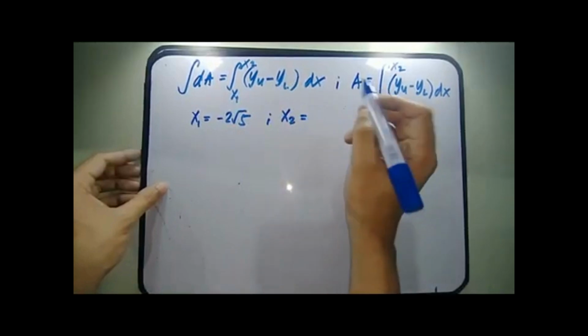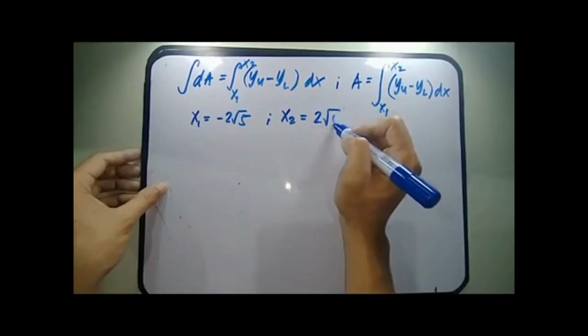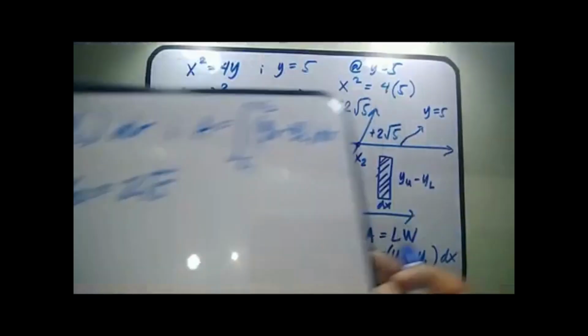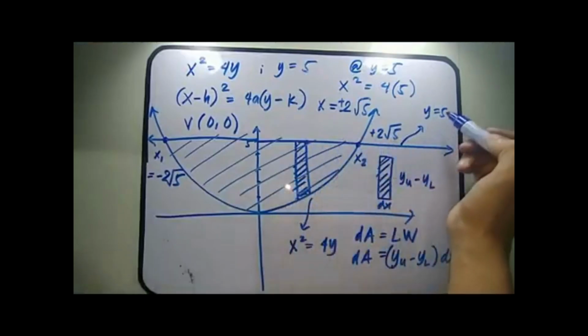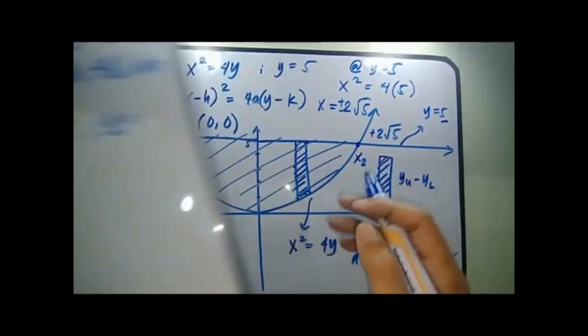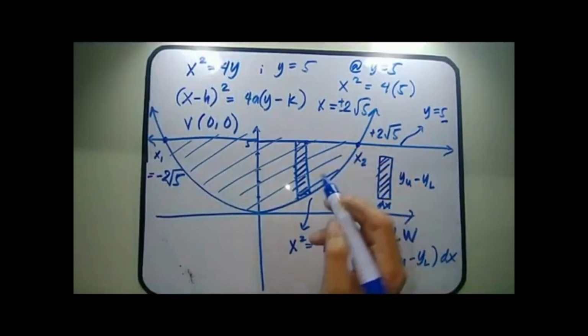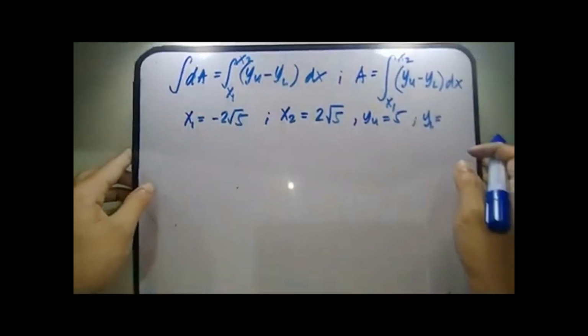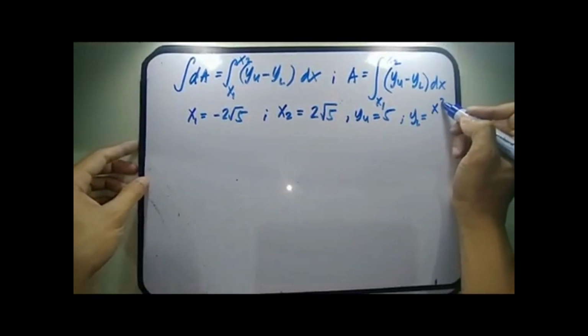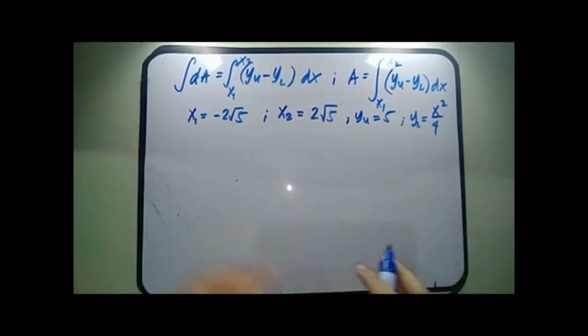So what is y upper there? So y upper touches the curve y is equal to 5. So therefore, y upper is 5. So y lower touches the parabola. Therefore, we need to determine what is y there. So y is equal to, we just divide by 4, so that is x squared over 4. So we have determined all those elements. So the next step is to just substitute all those elements in the formula.